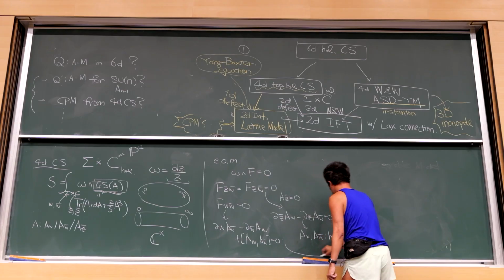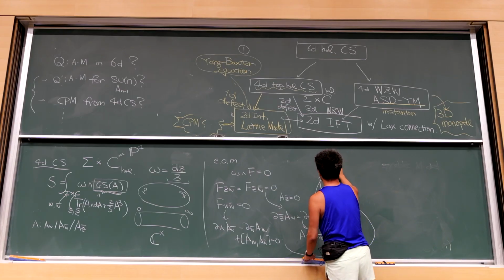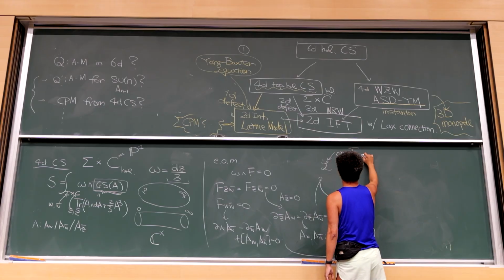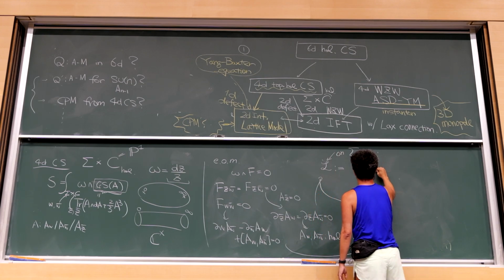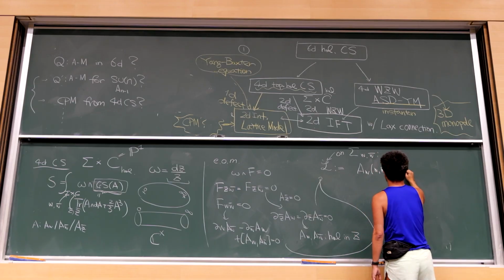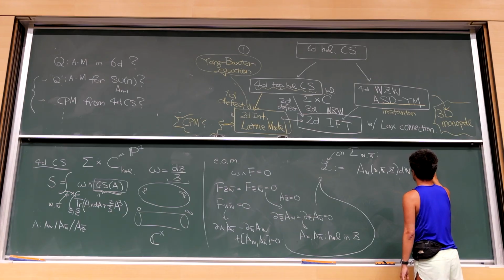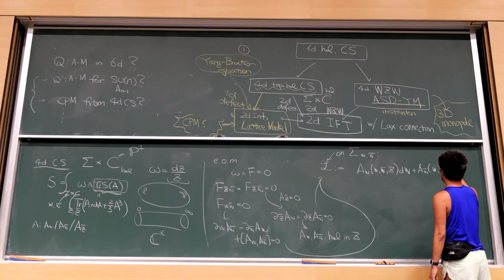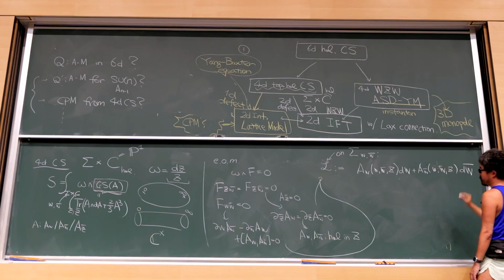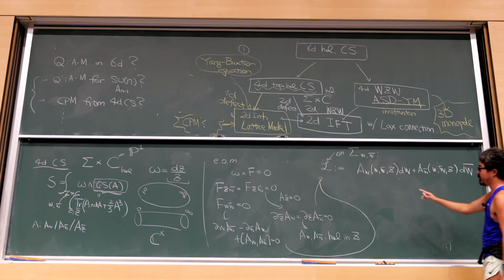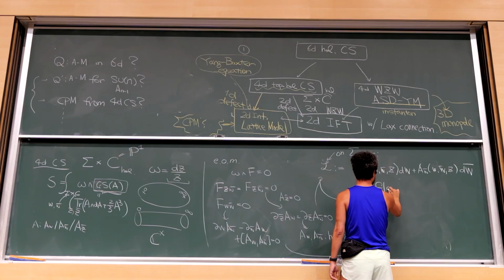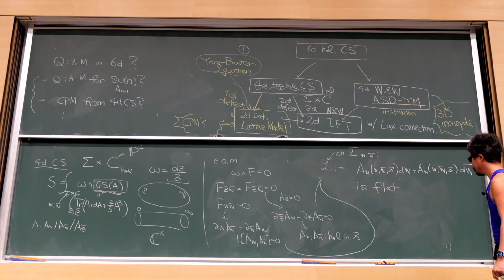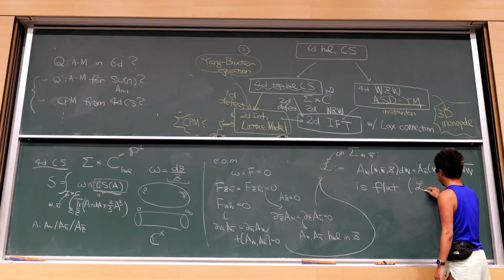So this means that if you define the L, defined on the sigma plane, w, w̄, L equals A_w(w, w̄, z) dw plus A_w̄(w, w̄, z) dw̄. So this depends on w, w̄, but also z. This is a one-form in the w, w̄ direction, which is the sigma, and this one is flat. So L is the Lax connection.